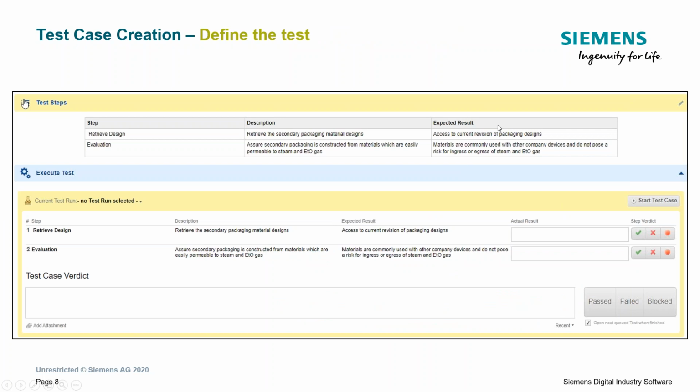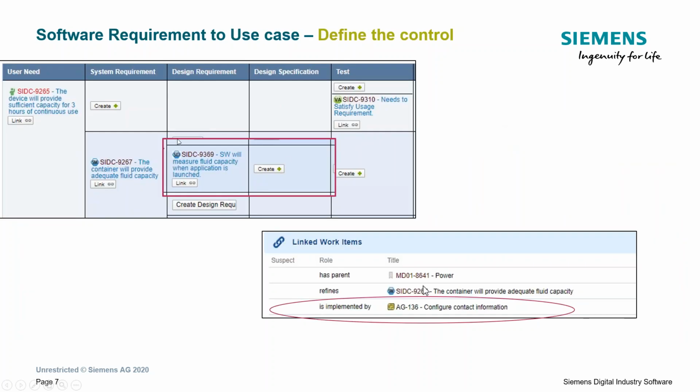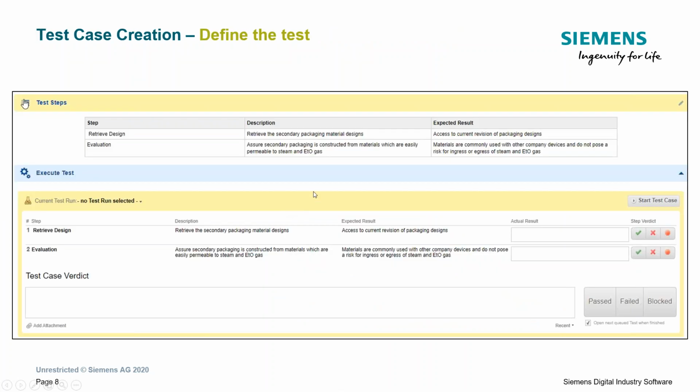So the next step is, once we've defined what the controls are, right? What's the performance we need to get out of the device? The next step we're going to take is to define the test. And this is really what test cases are all about. When we create a test case, what we're essentially doing is creating a set of steps, a description of those steps, and then the expected result of the step that we take in the test.